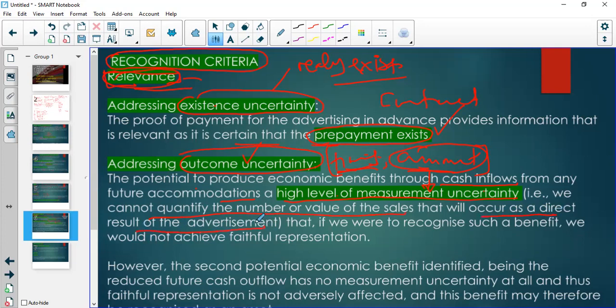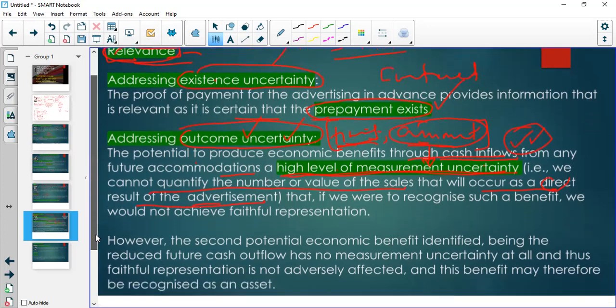We don't know if somebody comes tomorrow, we advertise today, if somebody comes tomorrow. We don't know if that somebody who comes is as a result of the advertisement or maybe something else. We need the direct consequence. So that direct consequence is a very high level of measurement uncertainty. As a result, with this first benefit, which is the increased cash inflows, we can't say, right? We can't say we should know the outcome.